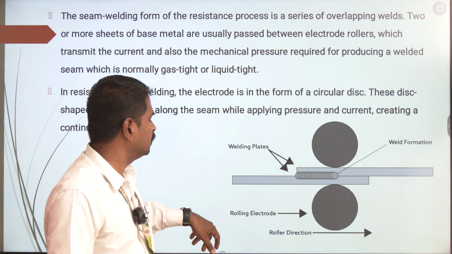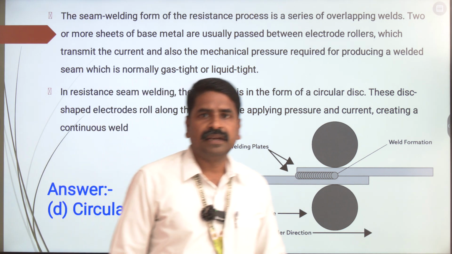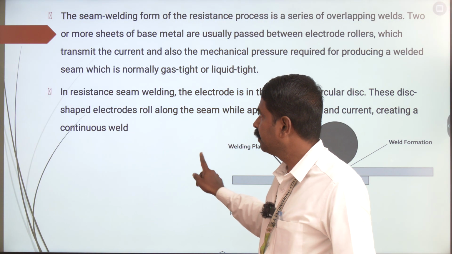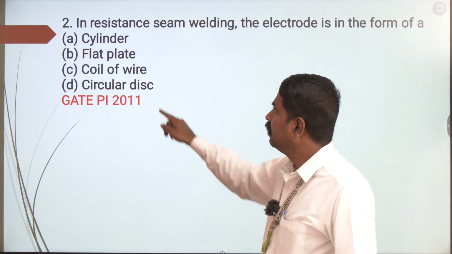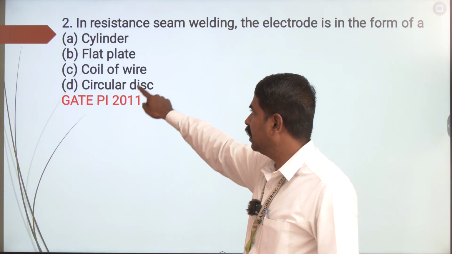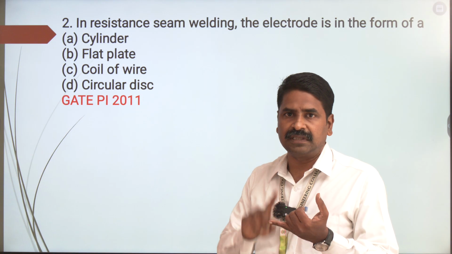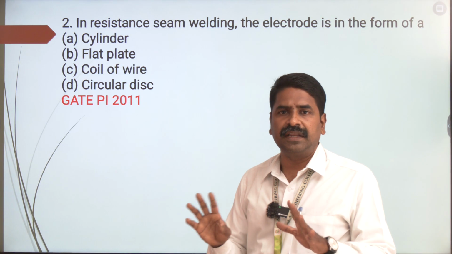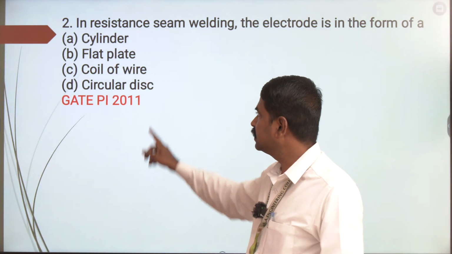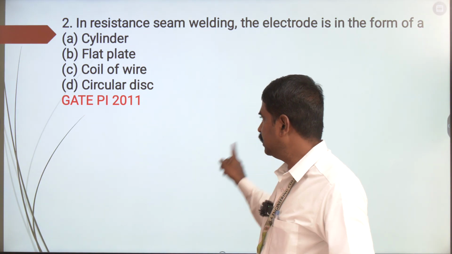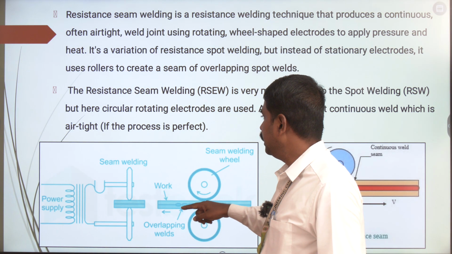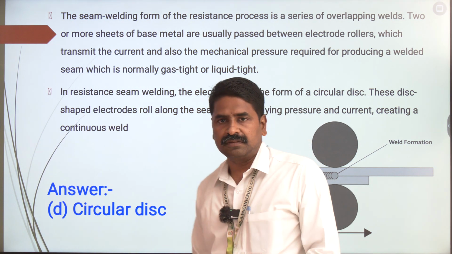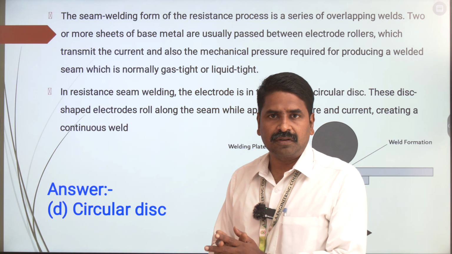What is going to be the answer for this question? As you can see over here, it is going to be made out of a circular disc. The options were cylinder, flat plate, coil of wire, circular disc. It is not going to be a cylinder. Flat plate, it is not compulsory to be a flat plate, and it is not going to have any coil of wire, but instead it is going to have a circular disc. So the correct answer is option D, circular disc. So this is going to be the answer for your second question.